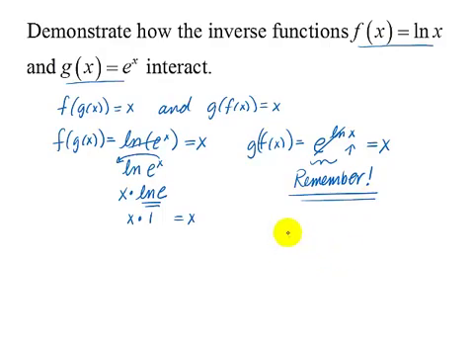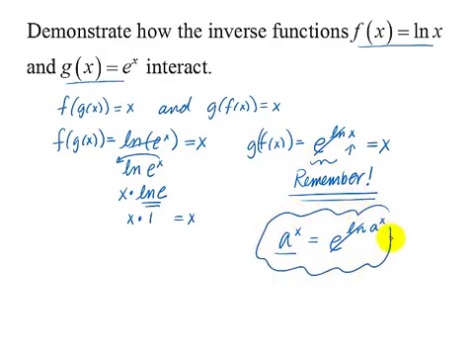We're going to rewrite a to the x as e to the natural log of a to the x. So if you look at what's going on here, these two things are going to cancel each other out, and you're going to be left with a to the x. So this is where this comes from, and I know a lot of you were asking me about it, but it's because those two functions, natural log of x and e to the x, are inverses.